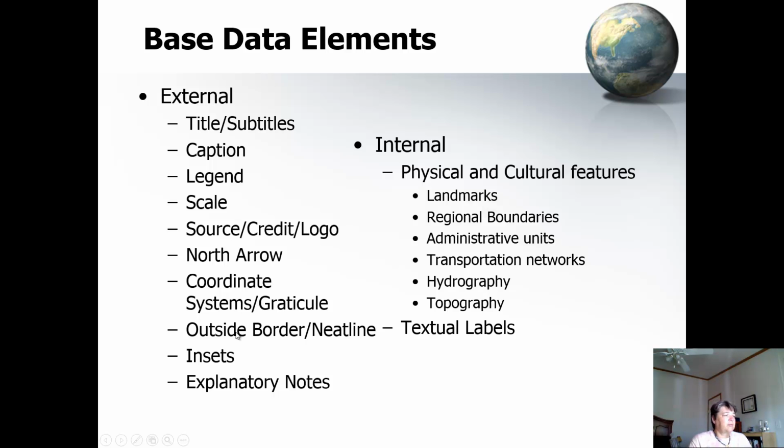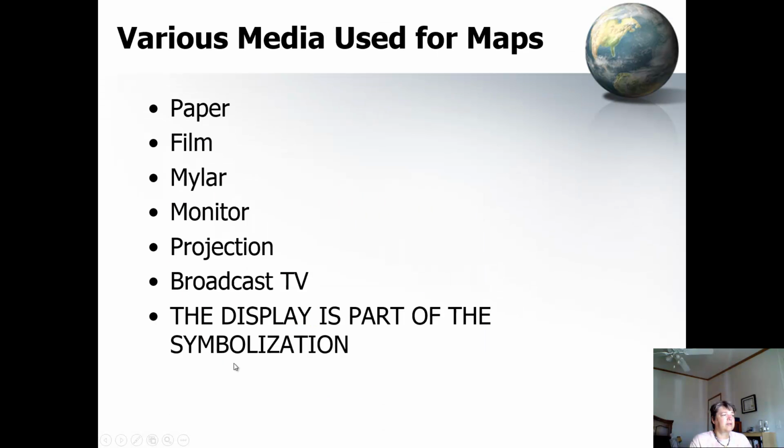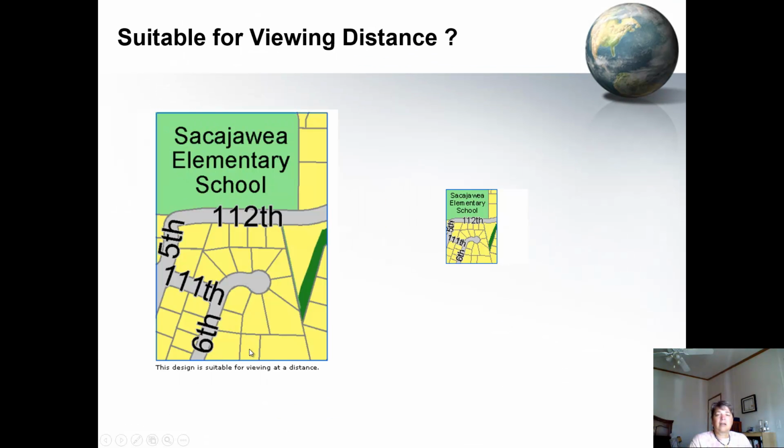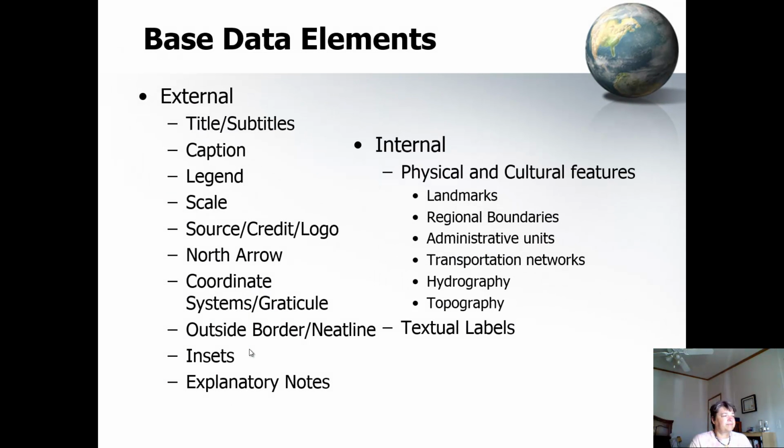You've got your outside border, or the margins, what I like to call it. The neat line. Insets. Insets are those other data frames. I'm using the term that Esri uses. Here's your insets. Again, Esri calls those data frames. Any notes that explain anything, such as a caption that would explain the map and what's going on there. Internal. And I left out legend.